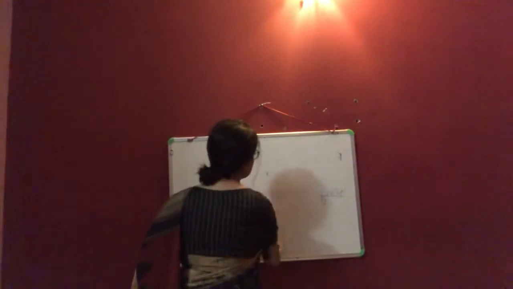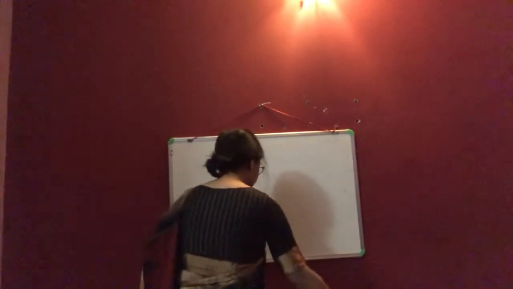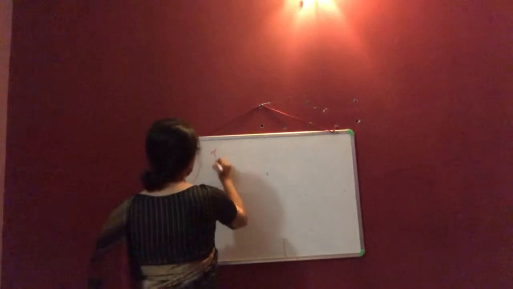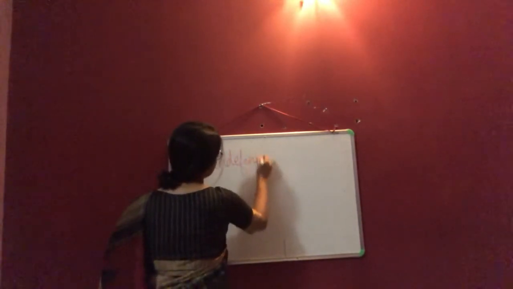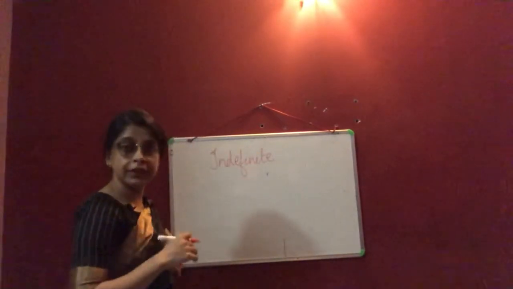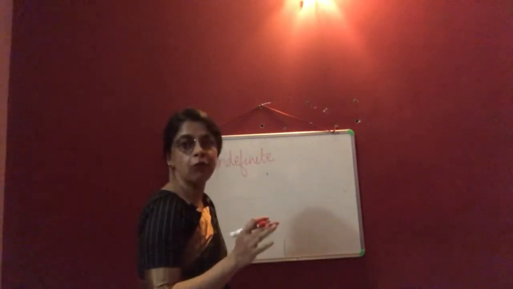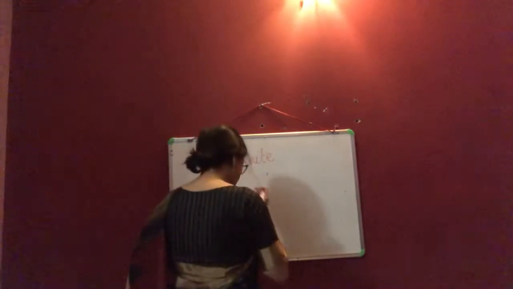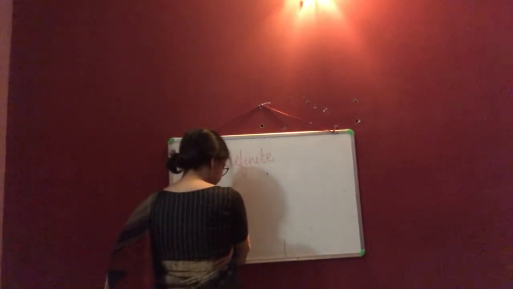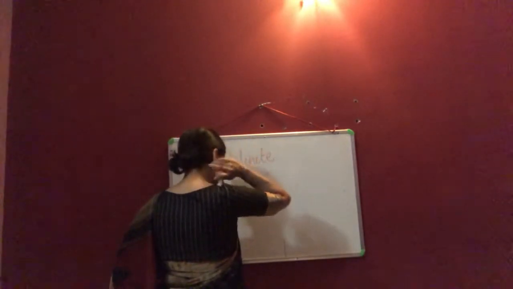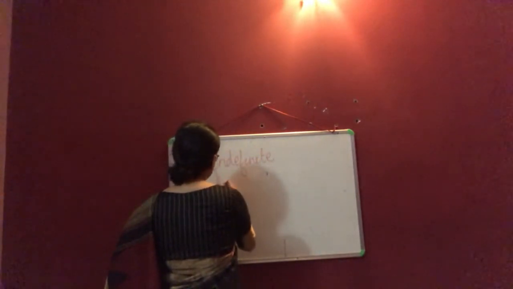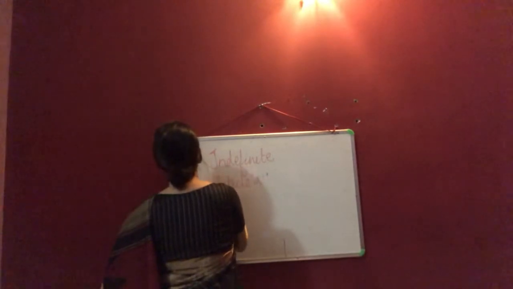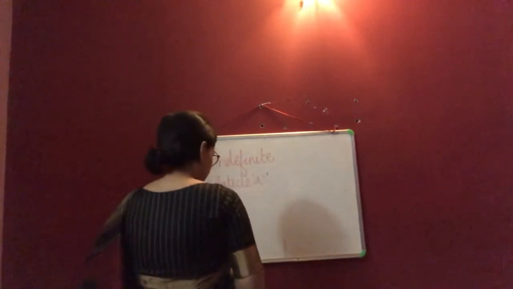What are the rules? Let me begin. They are all indefinite articles. What are indefinite articles? Indefinite articles are those which do not come before any particular word, any particular thing. Now, what are the rules for using the article A?